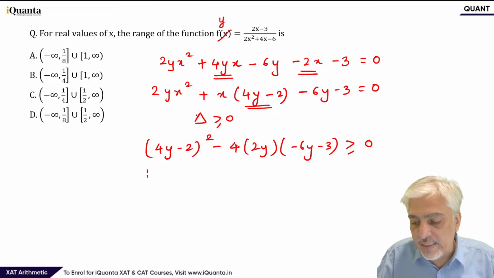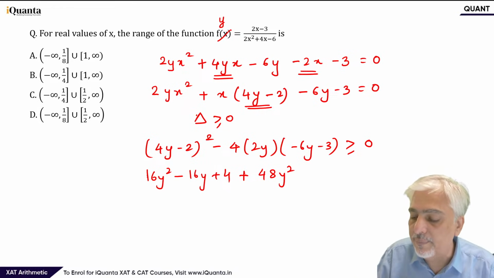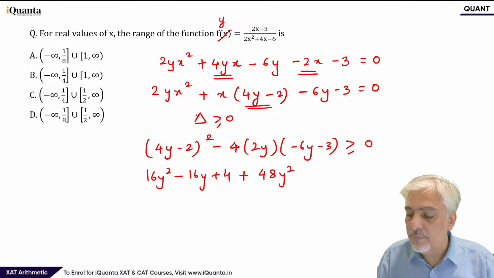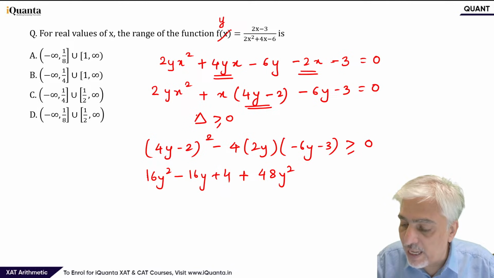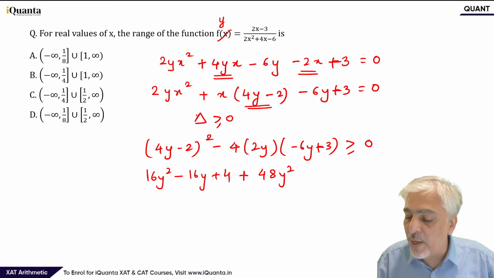अभी नहीं दिखा रहा हूं मैं वो मेथड. 16y square minus 16y plus 4 minus minus plus 8 6 are 48y square. ब्रैकेट रखा है ना मैंने. ओ ये +3 था, सॉरी, माय बैड. Okay, 48y square and 8y into 3 plus minus minus 8 3s are 24y.